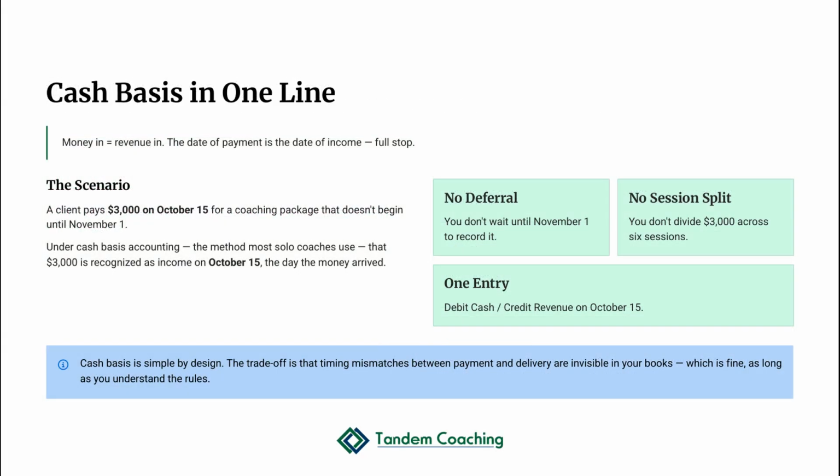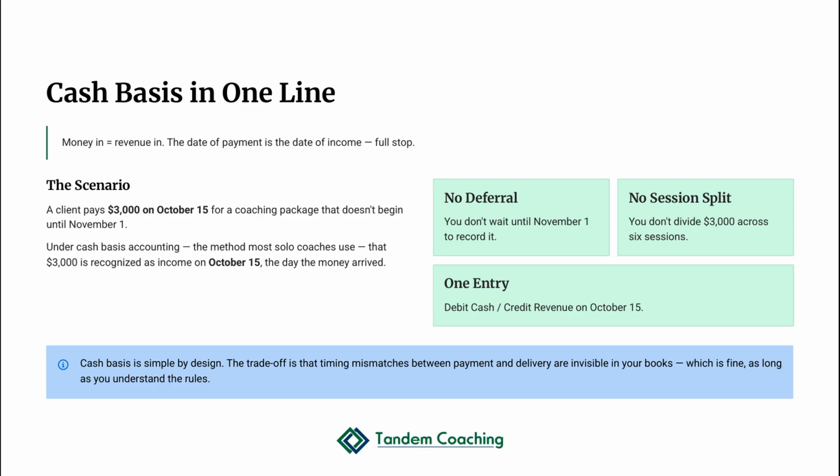$3,000 on October 15th for a package that runs from November 1st through January 31 is full revenue on October 15th. All $3,000. Not $500 a session amortized across 6 sessions. Not $800 for November and the rest deferred. The day the cash hits, it's revenue.